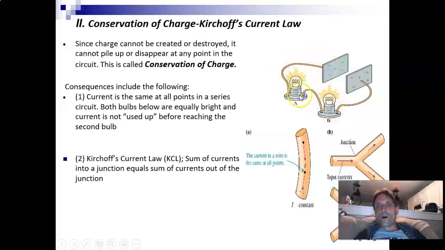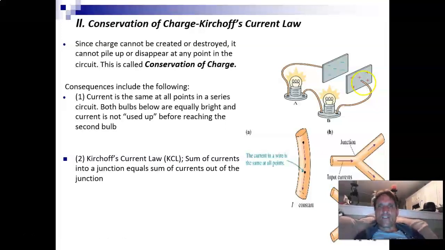And there's one loop, right? There's only one path for the current to flow, and it's through the first light bulb, through the wire, through the second light bulb, back to the battery. Charge gets pushed over to the other terminal, and there's only one loop, and that's what's called wired in series. Okay. Now Kirchhoff's current law is a consequence of conservation of charge.